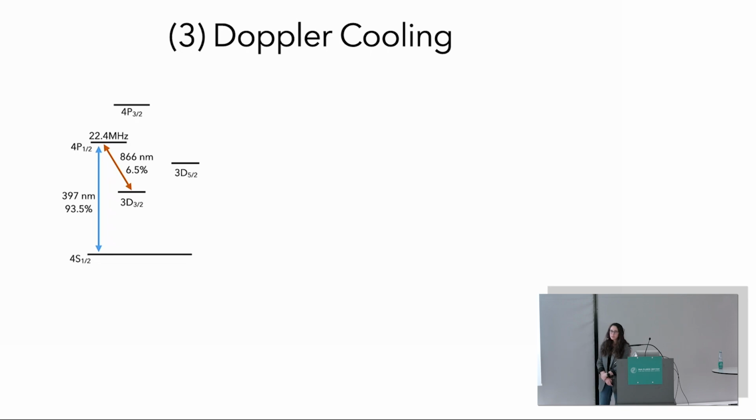Once we have them trapped, we can cool them to the Doppler limit through this dipole transition. We have a dipole transition here at 397 nanometers. We can scatter a lot of photons, which means that our Doppler limit can be quite low.